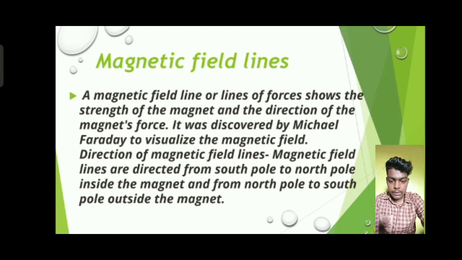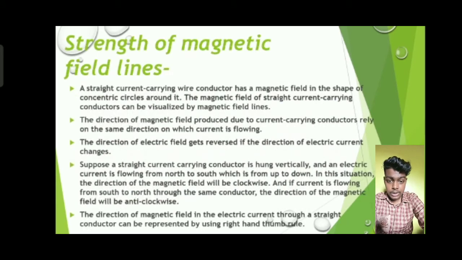Direction of magnetic field lines. Magnetic field lines are directed from South Pole to North Pole inside the magnet and from North Pole to South Pole outside the magnet.